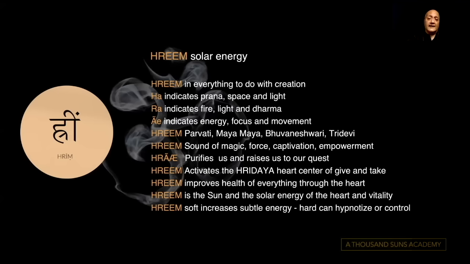And E indicates energy, focus and movement towards something. So when you combine the two together and end it with the anuswara, Hrim, you get the full power of Shiva, mother, all in one, bam. That's why Hrim is the most common bija mantra in Shakti mantras.